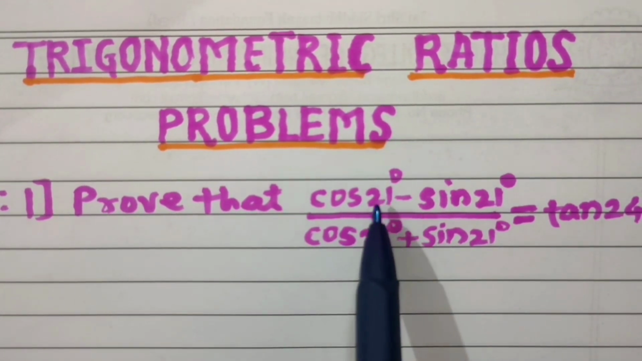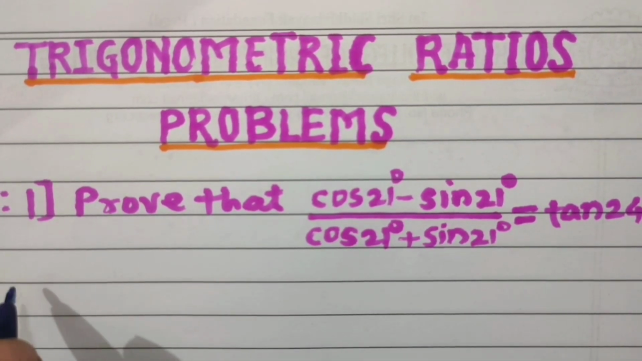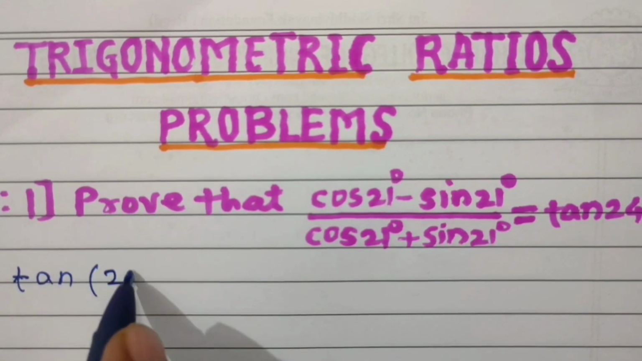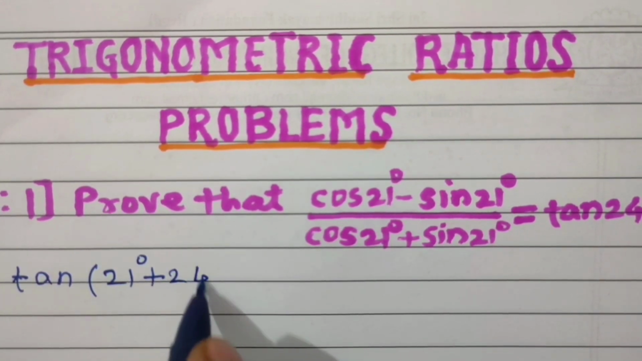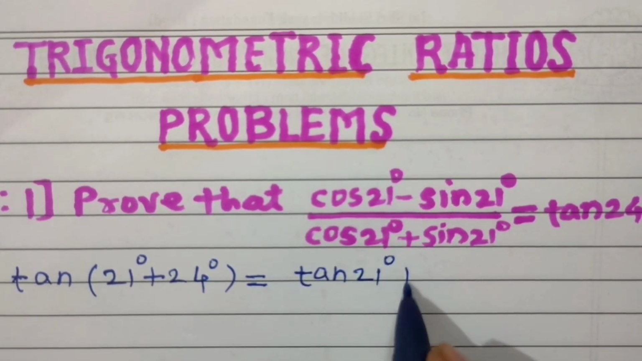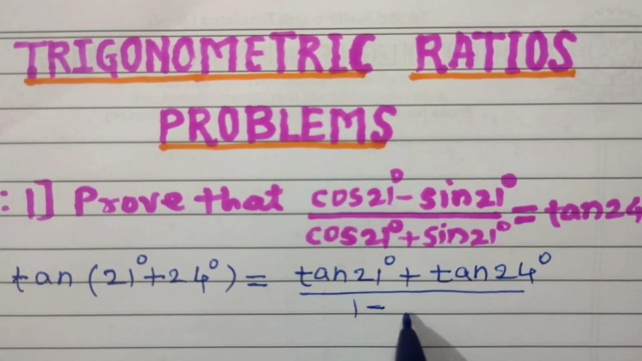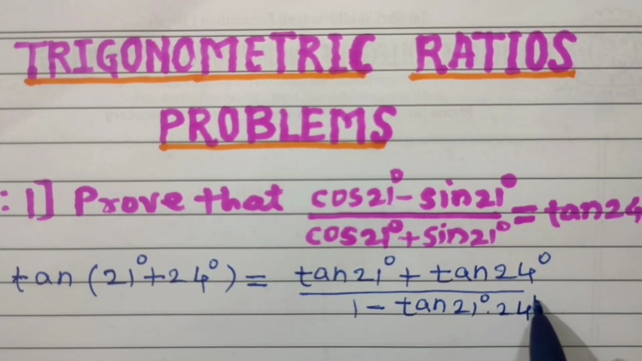Here on the left hand side, the angle is 21 degree, and on the right hand side, the angle is 24 degree. Okay, and 21 plus 24 becomes 45 degree. So let us solve this sum considering the angle 45 degree. Let us find tangent of 45 degree. Tan of 21 degree plus 24 degree is equal to tan of 21 degree plus tan of 24 degree divided by 1 minus tangent ratio of 21 degree into 24 degree.